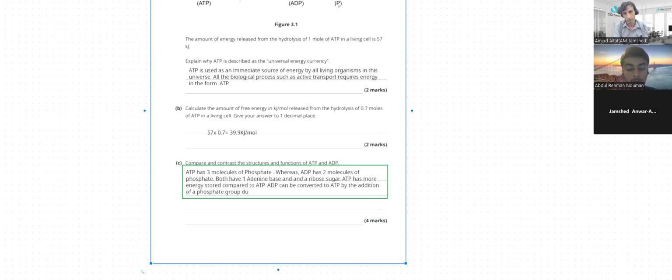During the process of respiration, aerobic respiration. Yes, definitely. So ADP can be converted to ATP by addition of phosphate. Two points, definitely two for structure and two for function. So this is how you can get the 4 marks overall, right?